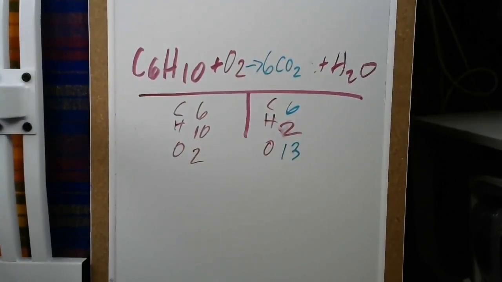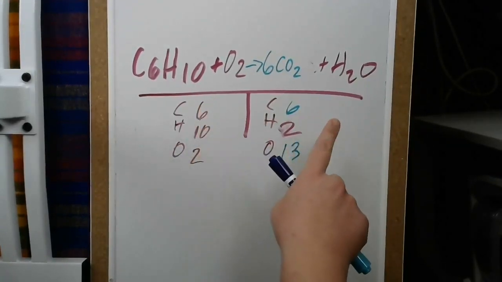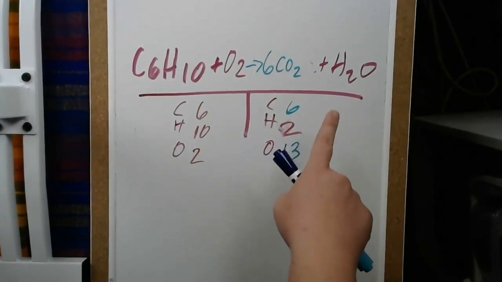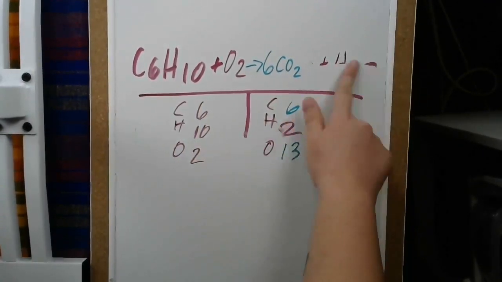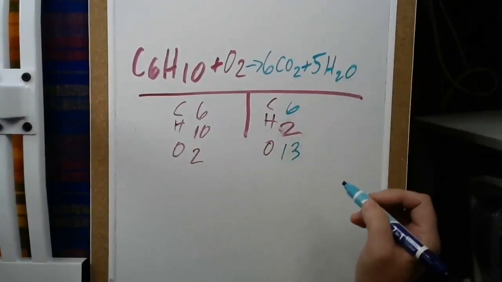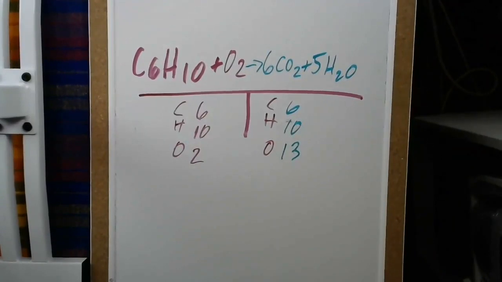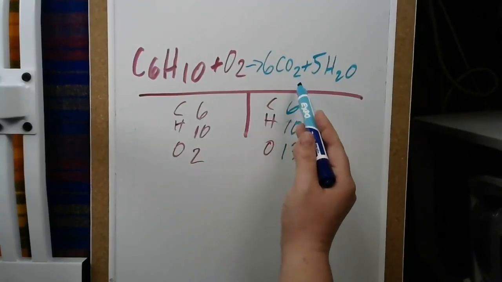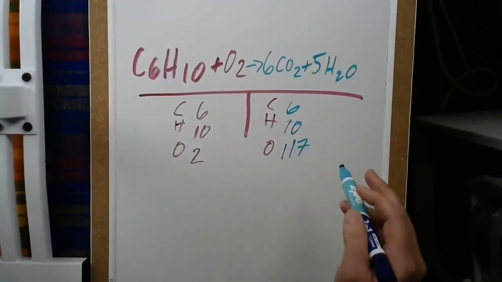So carbons are okay. Let's look at these hydrogens. We have 10 hydrogens over here. We have 2 over here. So I am going to fix this water molecule so I can make my hydrogens the same at least. So I'm going to put a 5 in front of my H2O. So now I've got 10 hydrogens, and now I have the 12 oxygens that were from the CO2, and I have to add 5 more to that. 17 oxygens there.